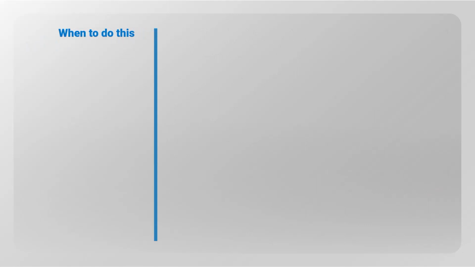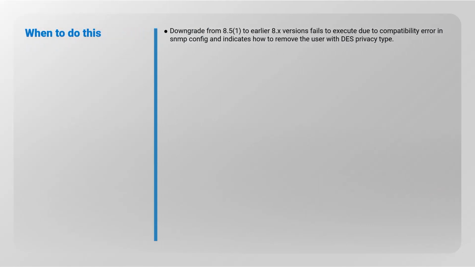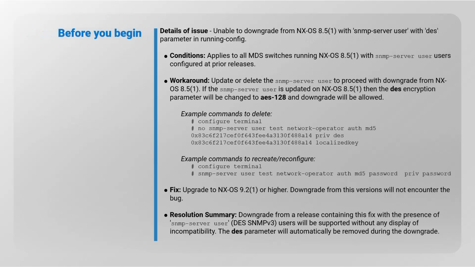When to do this? Downgrade from 8.5.1 to earlier 8.x versions fails to execute due to compatibility error in SNMP config and indicates how to remove the user with DES privacy type. Before you begin, details of the issue: unable to downgrade from NXOS 8.5.1 with SNMP server user with DES parameter in running config. Conditions apply to all MDS switches running NXOS 8.5.1 with SNMP server user configured at prior releases.